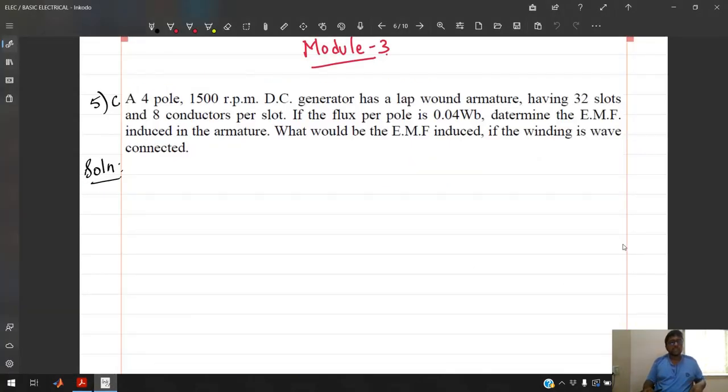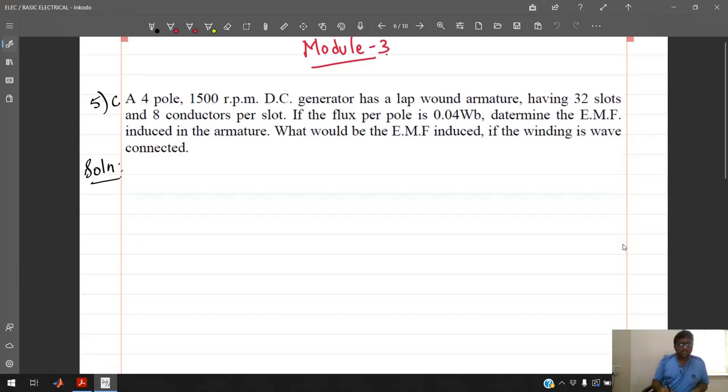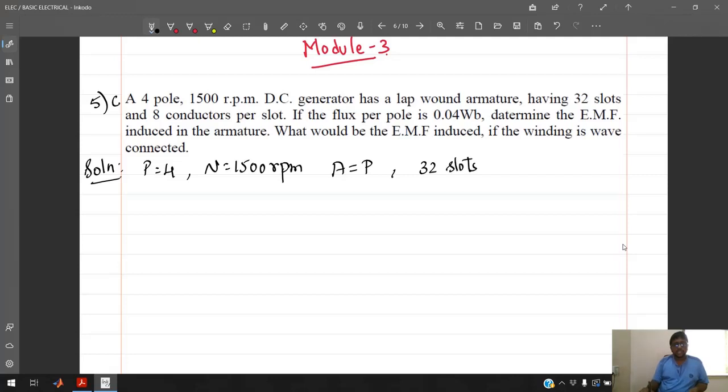A 4-pole 1500 RPM DC generator has a lap wound armature. So we can write the given data. The number of poles P is equal to 4 and N is equal to 1500 RPM, and then a lap wound armature, which means that the number of parallel paths of a DC machine is equal to the number of poles, having 32 slots. So there are 32 slots totally in a DC machine, and in each slot there are 8 conductors per slot.